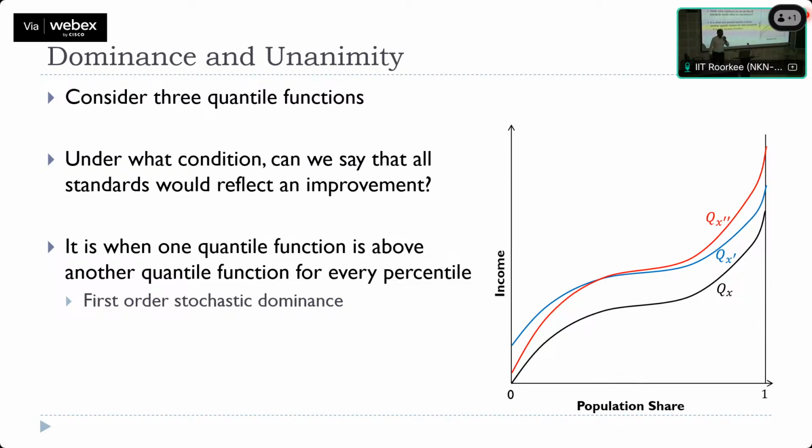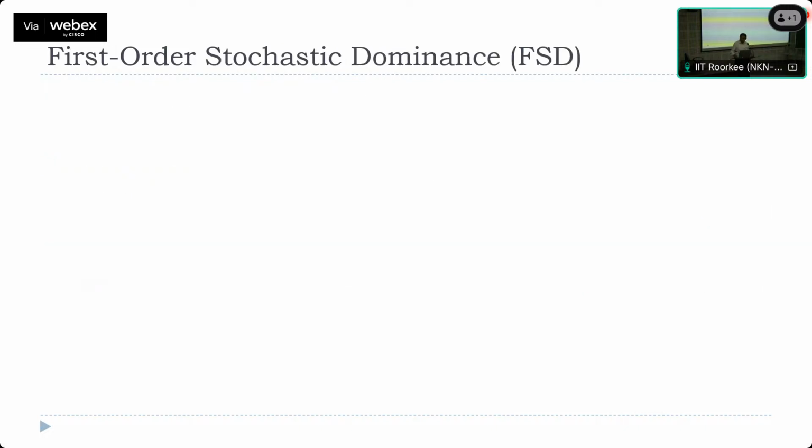This is called first order stochastic dominance. Have any of you heard the term first order stochastic dominance? People in corporate finance talk about it quite a lot. But this is what first order stochastic dominance is: that one quantile function is above another quantile function.